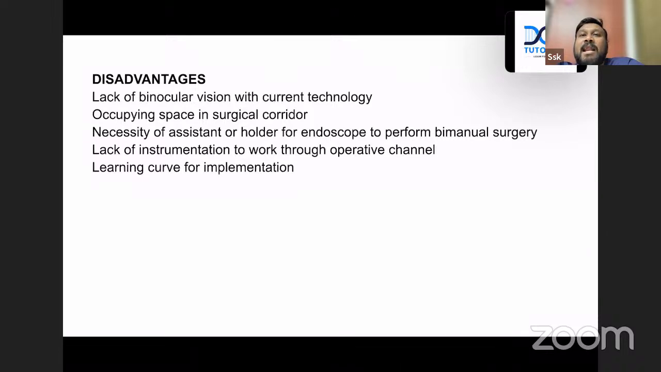Disadvantages: lack of binocular vision with current technology, occupying space in the surgical corridor, necessity for an assistant or holder for the endoscope to perform bimanual surgery, lack of instrumentation to work through the operative channel, and a learning curve for implementation. So all these are disadvantages with an endoscope.